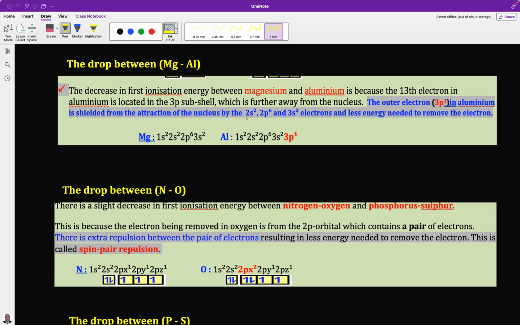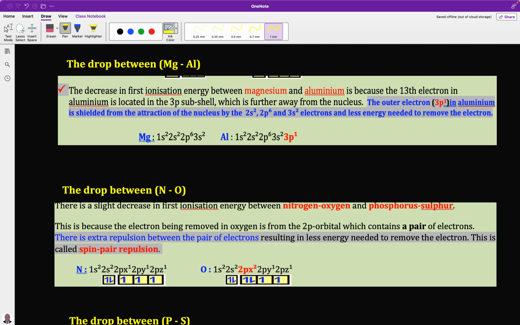By the 2s2 and the 2p6 3s2 electrons, less energy is needed to remove the electron. If there is space, and depending on the number of marks, if there are more marks, you can say the 13th electron to be removed is located in the 3p subshell, which is further away from the nucleus. Full stop. Then you continue.